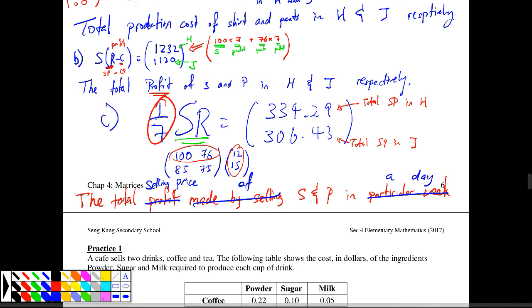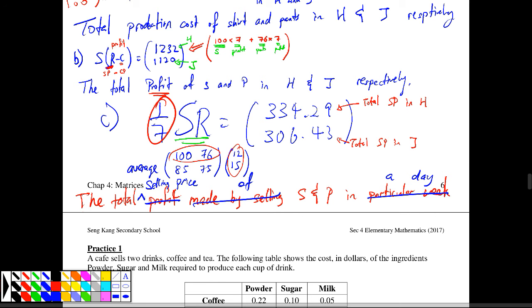So you should put here: the average selling price of shirt and pants in a day. But is it really like that? No. What is missing? Hougang and Jurong. In Hougang and Jurong, respectively. So I want to know in Hougang and Jurong respectively. Why must you say average then? Why would I say average?